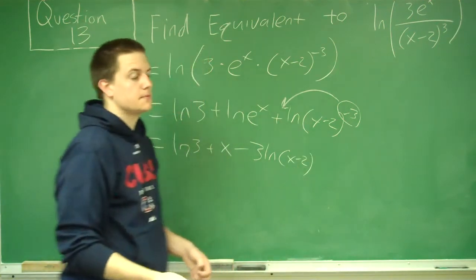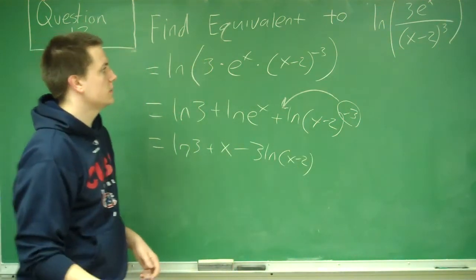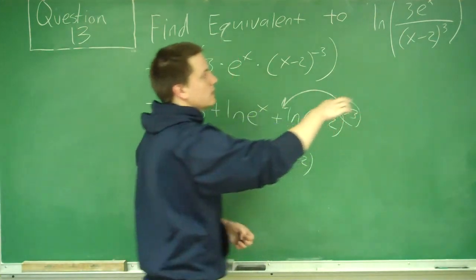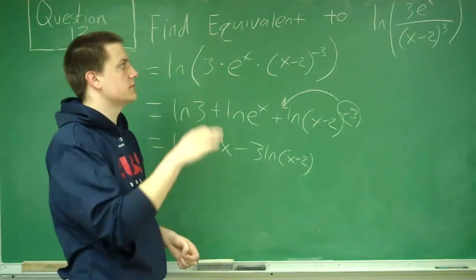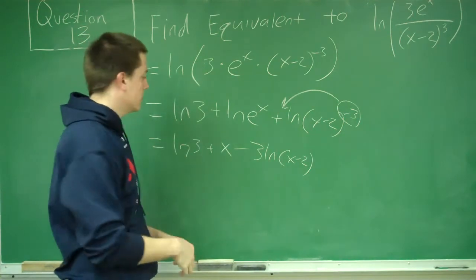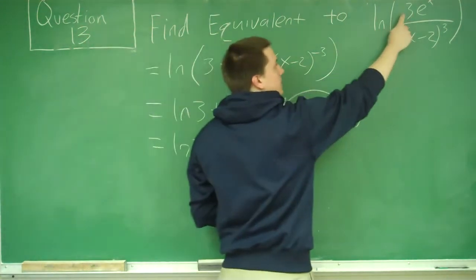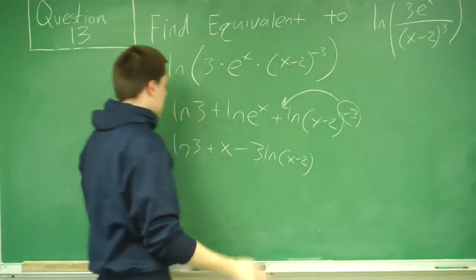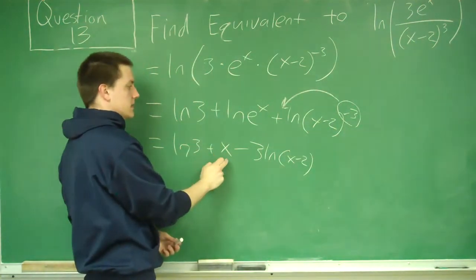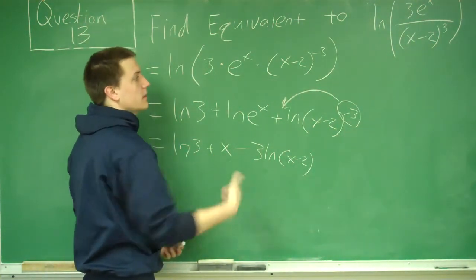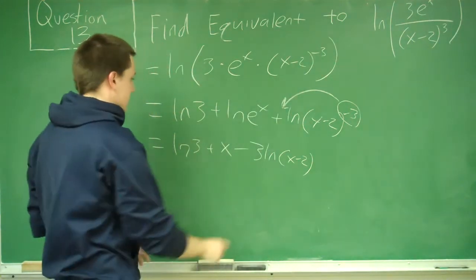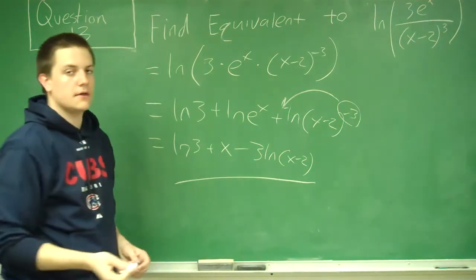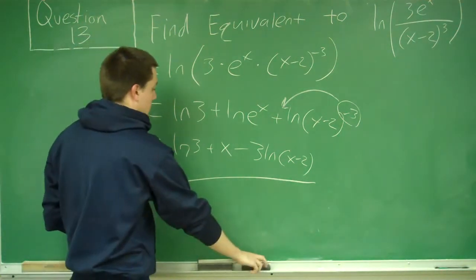of (x - 2). And also note that you could have known that when you have division within a log, you can break that into a log minus a log. So what we would have got was ln of 3e^x minus the ln of the denominator. So it doesn't matter if you make it negative or not. So this is what it simplifies to, and now they want us to find the domain.